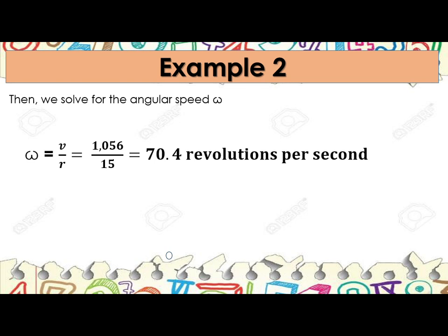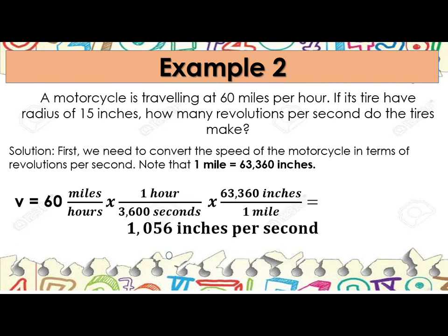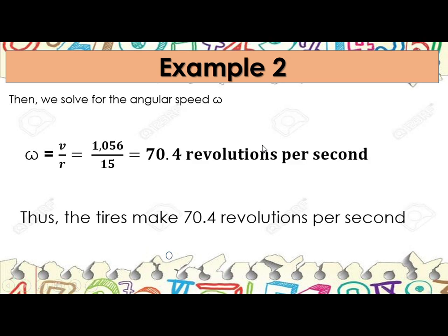So 70.4 revolutions per second, ito po yung tinatanong. This is the thing that actually being asked in example number 2. Okay po, as you can see here po, how many revolutions per second do the tires make? The answer will be 70.4 revolutions per second. Okay, so in conclusion, we should say that the tires make 70.4 revolutions per second. Okay, so that's how are we going to compute linear and angular speeds.